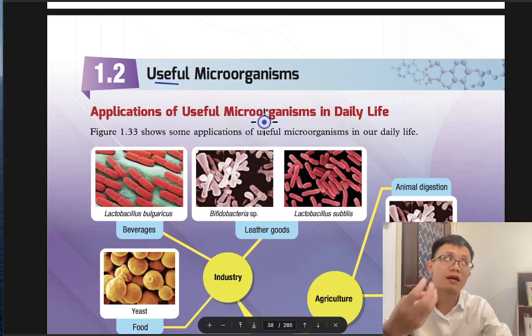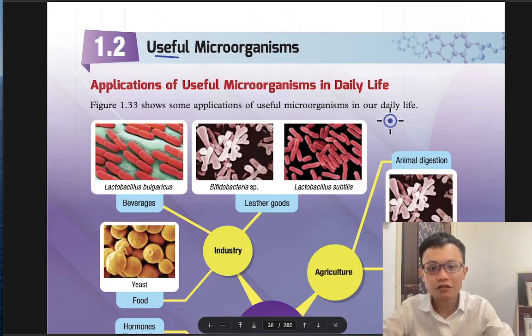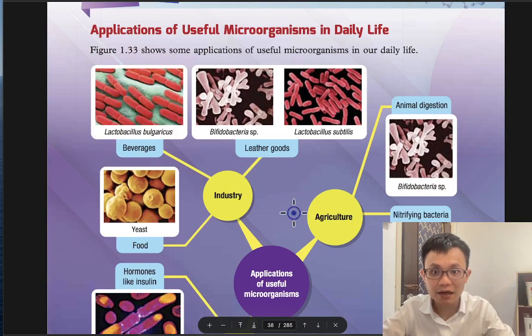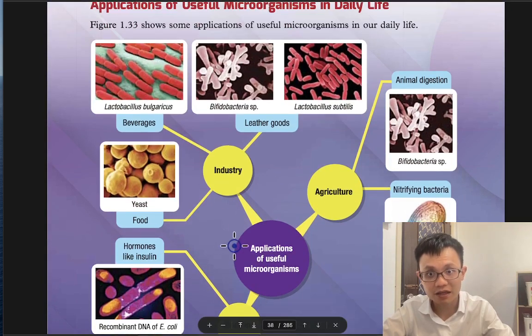After that, what we also want to learn in this chapter is the uses: after we know something, how we want to use it. We can look at industry, agriculture, and medicine. For industry, we have beverages, like Lactobacillus put in Vitagen, and leather goods. Yeast is needed when you bake bread.